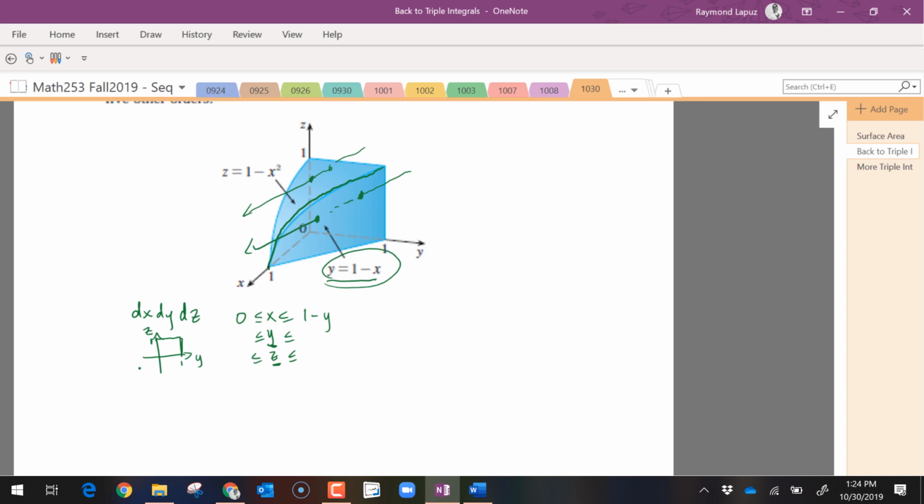We have to eliminate x somehow between the two. z is equal to 1 minus x squared, and y is equal to 1 minus x, or we saw that this is the same thing as x is equal to 1 minus y. So I think if we take this expression over here and put it in for x, then we're going to get something with a y and a z. Does that make sense?